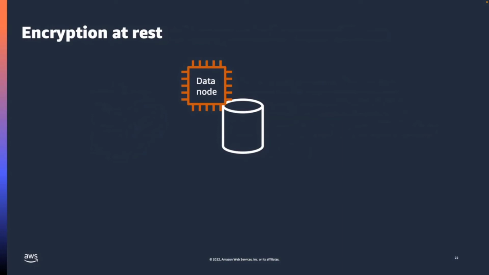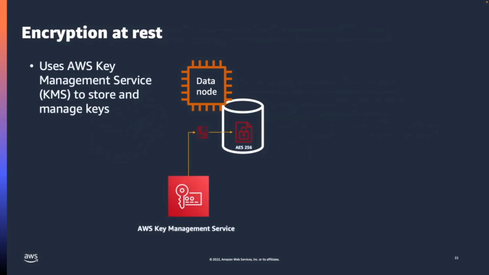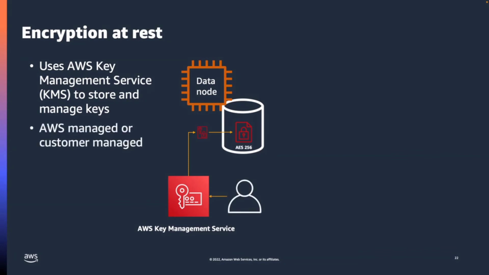The one more thing I want to cover here is encryption at rest. We use AWS Key Management Service to store and manage the keys. Every data node can interact with AWS KMS. It's an AES 256 key, so it's a very high level of encryption. You can bring your own key if that's what you prefer. We do support that as well.